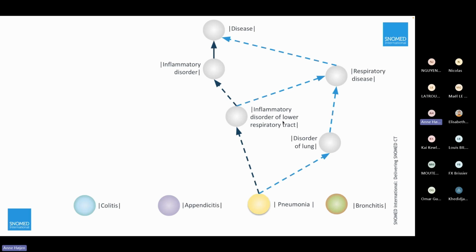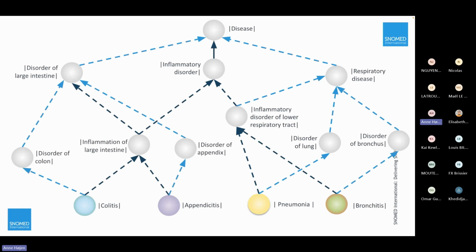Other concepts such as colitis, appendicitis, and bronchitis also belong to the disease subhierarchy and have a range of other parents or supertypes. This also shows that we are only looking at one very simplified branch of SNOMED CT, but you can already get the idea that it is really a network of things.